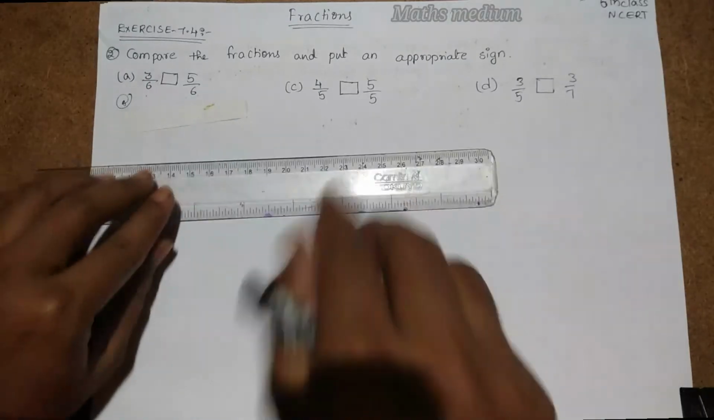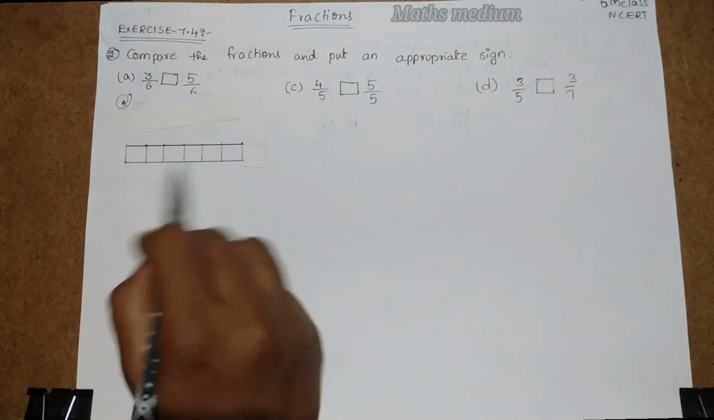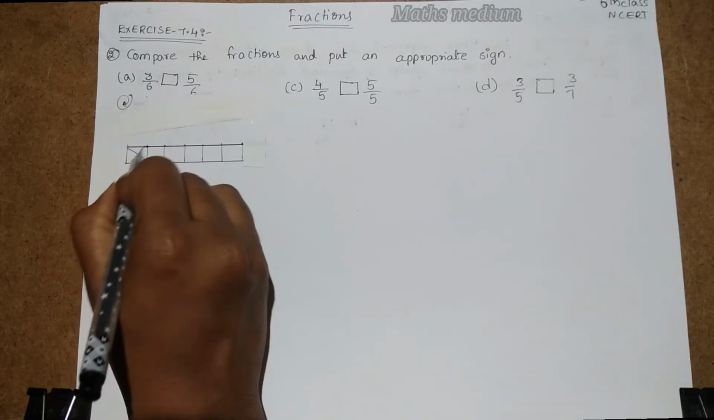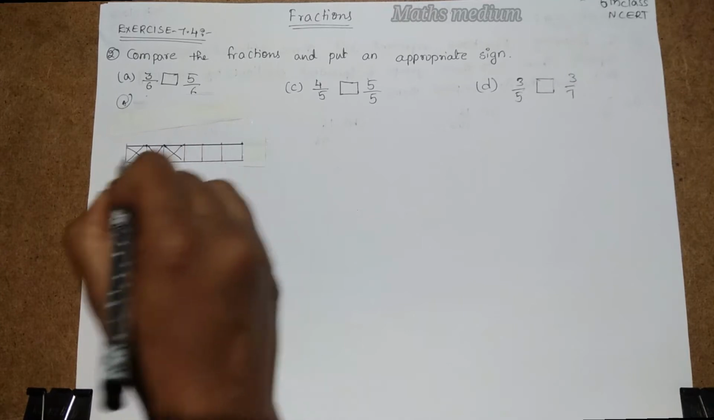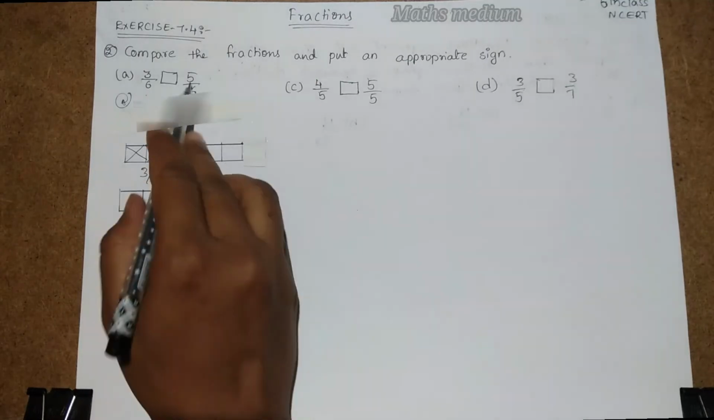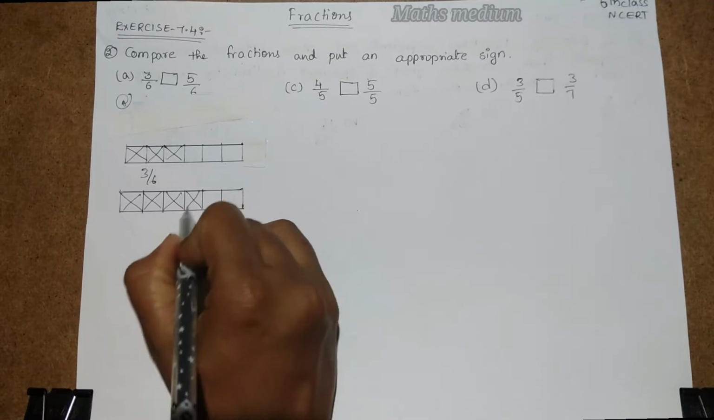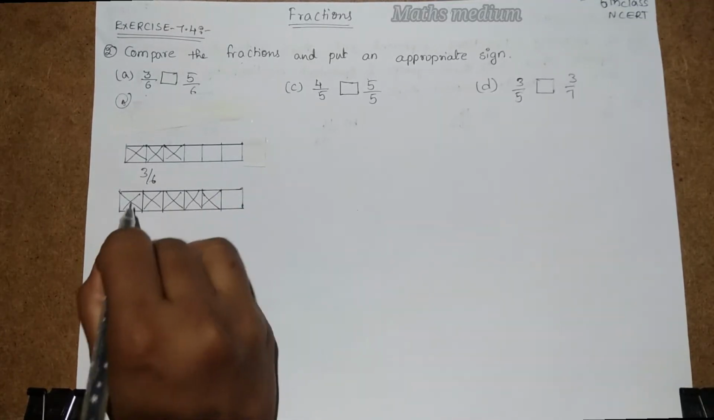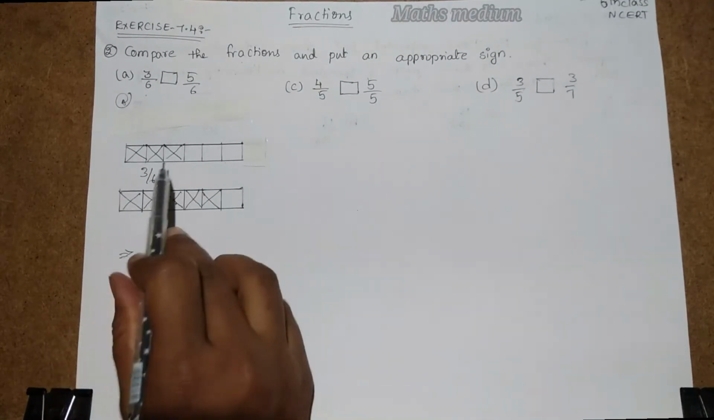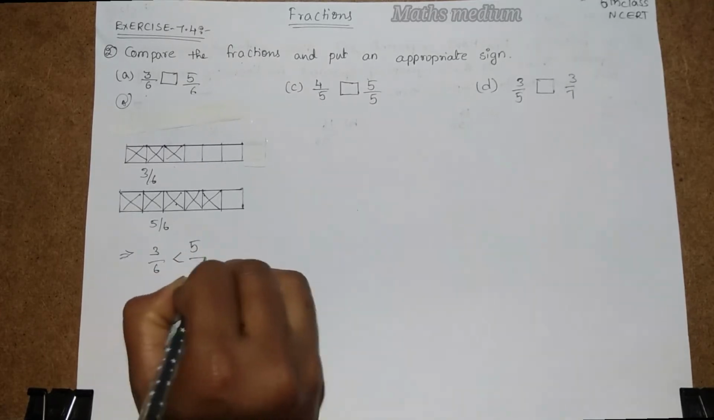Take a small box with equal lengths. Divide it into 6 equal parts. If you observe this, this is 1, 2, 3. This is said to be 3 by 6. Similarly, this is also 6, and we have 5 by 6 shaded portion. So 1, 2, 3, 4, 5 portions I shaded. So 5 by 6. Similarly, see here, this is the bigger and this is the smaller one. So 3 by 6 is less than 5 by 6.